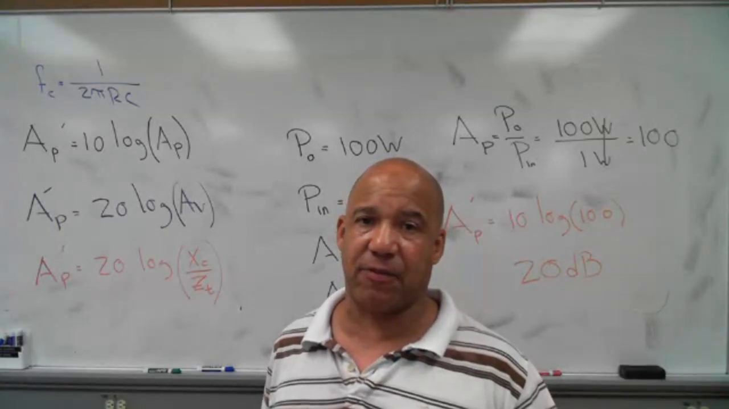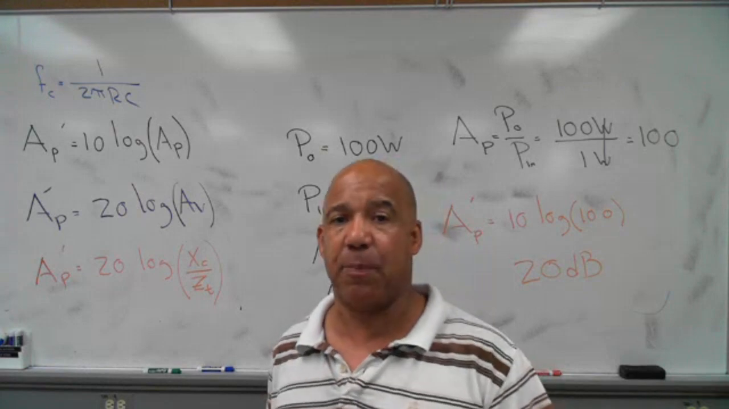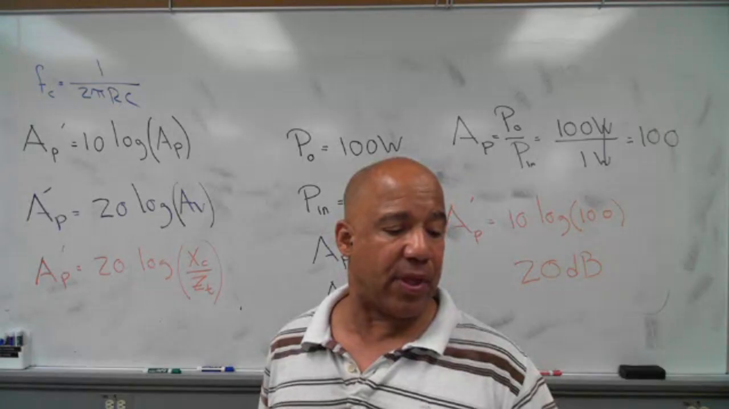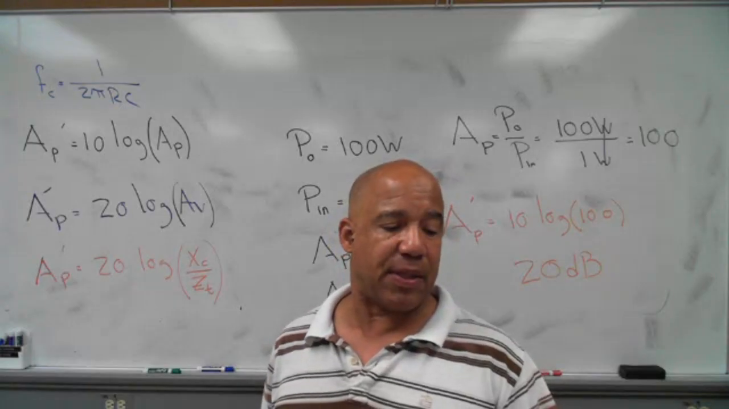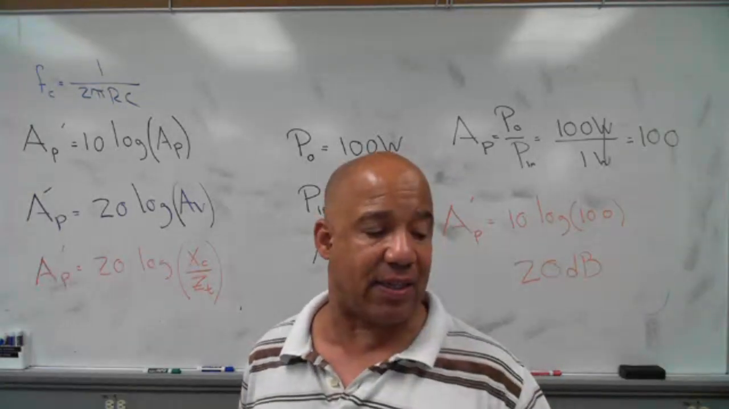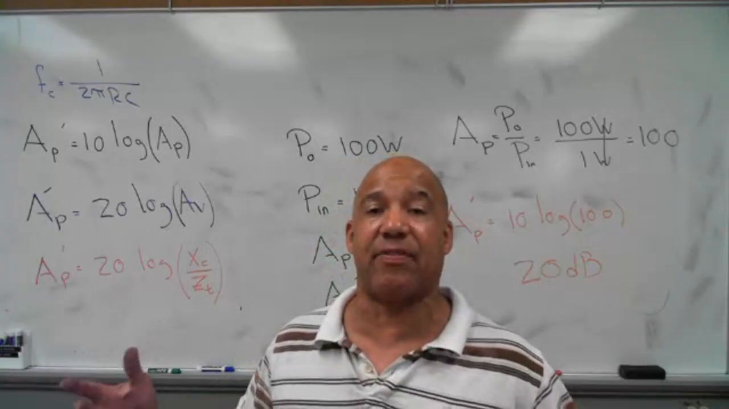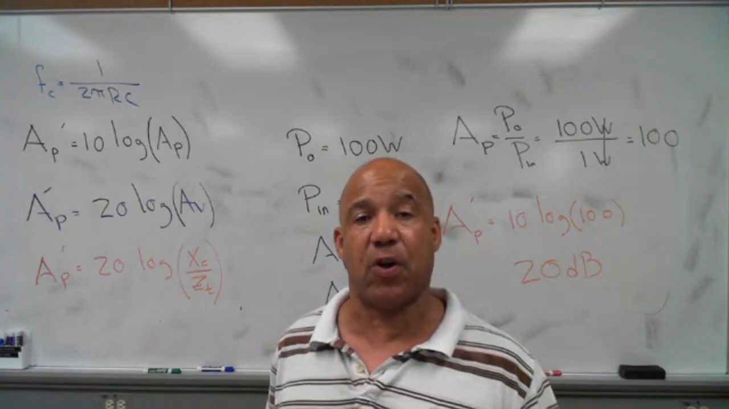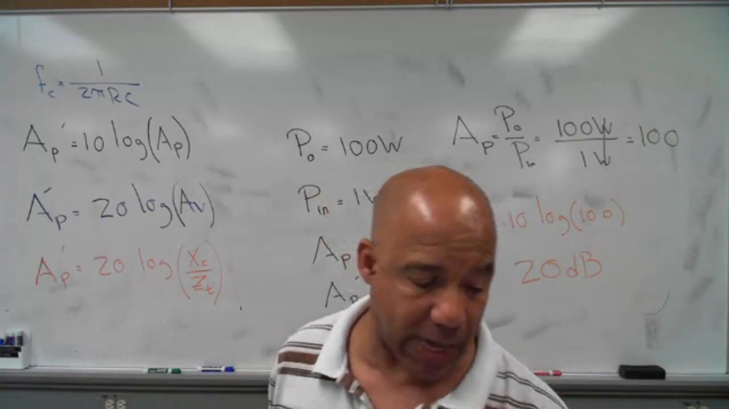So this must not be an active filter. This is a passive filter because my output power is less than my input power. You got 100 milliwatts going in. You got 5 milliwatts coming out. They want you to calculate the attenuation. That attenuation is negative gain. They want you to calculate the attenuation offered by the filter. So see if you can do that one.